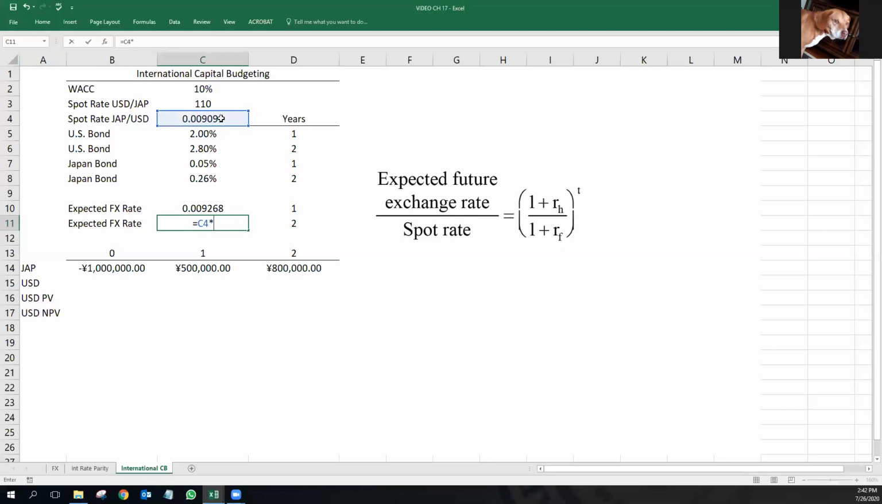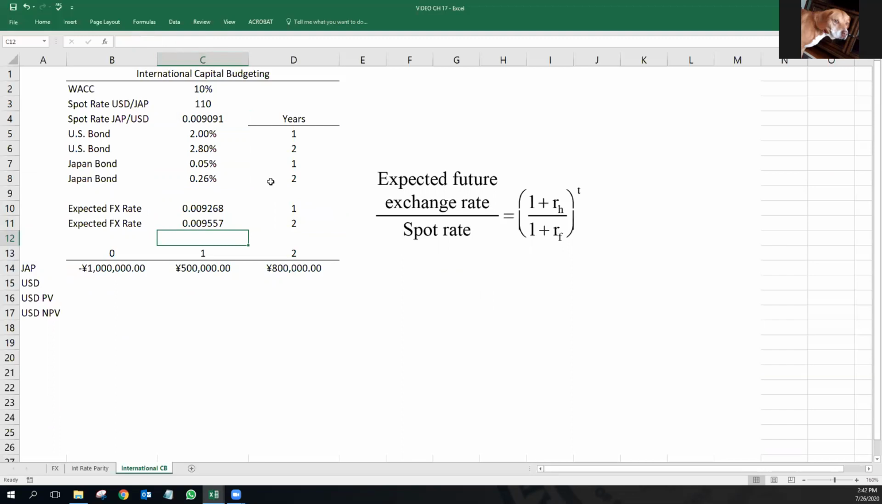So spot rate times 1 plus the home rate on year 2, divided by 1 plus the interest rate on year 2 of Japan, the foreign one. And all that has to be enclosed. That's where the 2 is, the interest rate on the second year. So we have those figures there, the year 2. And that is the expected exchange rate 2 years from now.